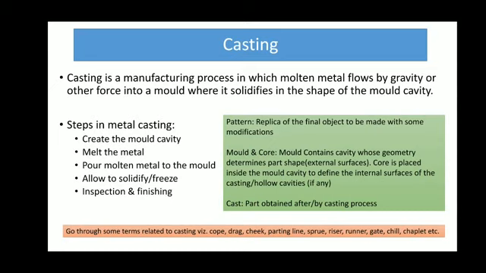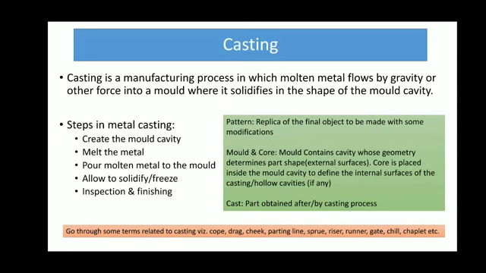There are certain basic steps involved in this casting process. If we discuss the steps in a sequential manner, then at first our task will be to create the mold cavity. Creating the mold cavity means, suppose I want a spherical shape, then we must have a hollow sphere, a shape in the form of a hollow sphere.